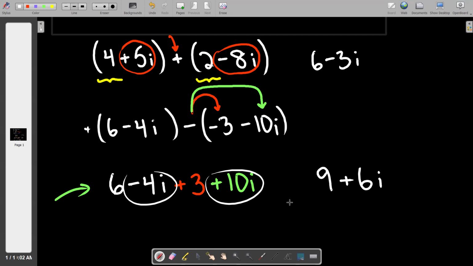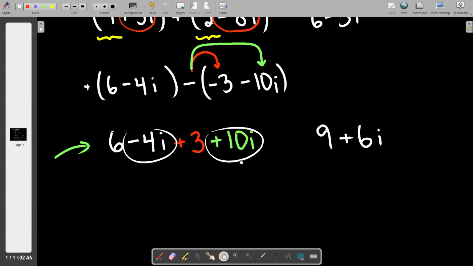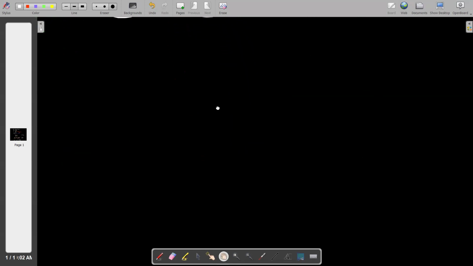So what I really wanted to talk to you about today, the other portion of your assignment, is multiplying complex numbers. It's way more interesting than adding and subtracting. So let's do 3 plus 2i times 5 minus 7i.